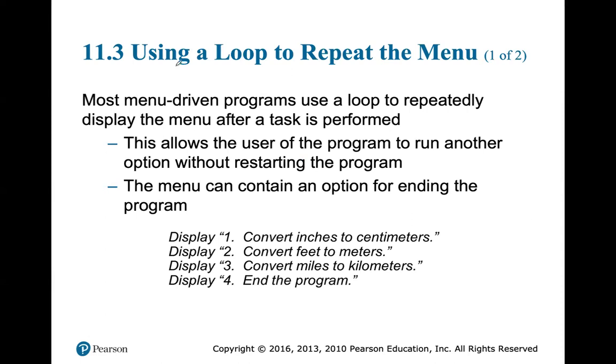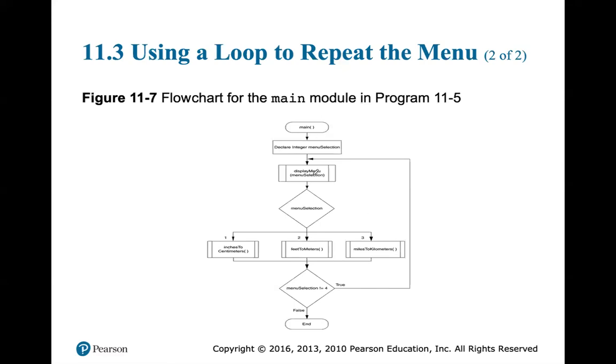So for that, we will be using a loop. It's a very useful way for repeating your menu over and over again. For example, in this menu right here, we have an option to end the program. This is a new one that we're adding. So we have display 1, convert inches to centimeters, the usual convert feet to meters, convert miles to kilometers. However, display number 4, if the user chooses 4, we're going to end the program.